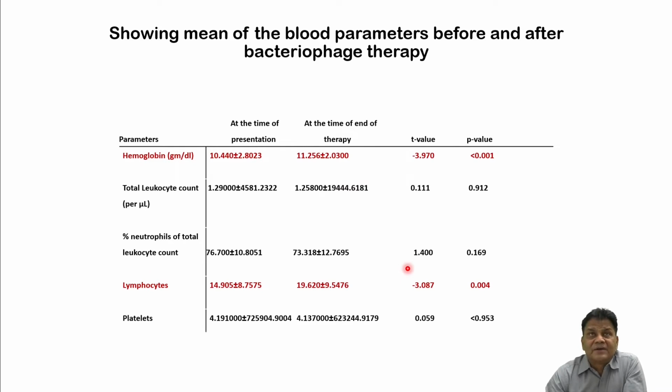So there was no much change in the blood parameters, but the hemoglobin raised from 10.44 to 11.25%, and it was significant. And otherwise, the lymphocyte count increased, and the total leukocyte count came down.